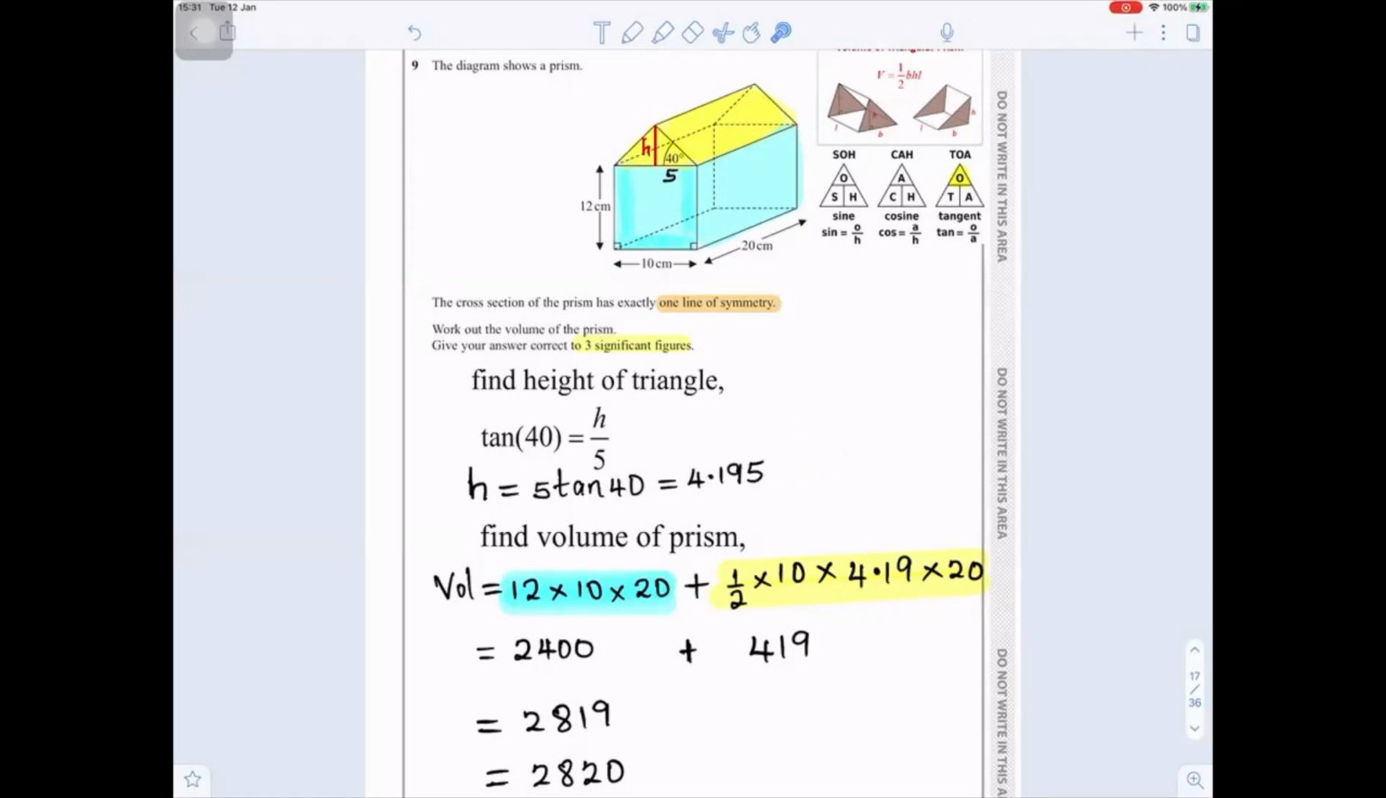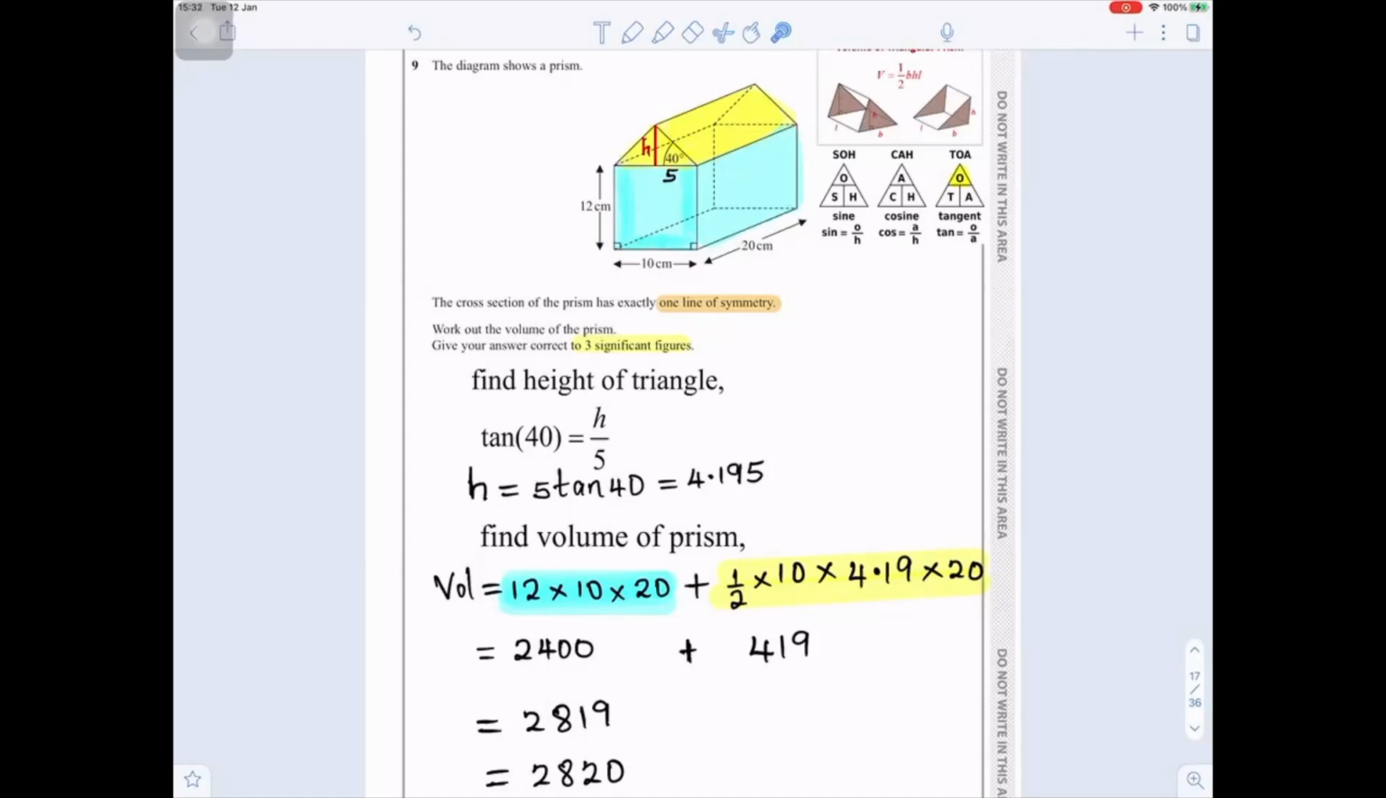So the volume of the prism is the volume of the top part, the yellow part at the top. We want to work out the volume: area of the triangle, half base times height, half times 10 times that 4.19 times 20, which is the length. So the top part, the volume of the top prism, plus the volume of the bottom prism. Volume of the bottom prism is a cuboid. So it's 12 times 10 times 20, length times width times height.